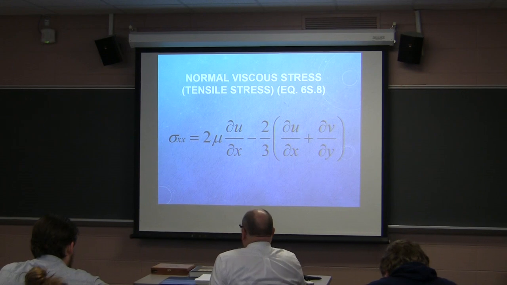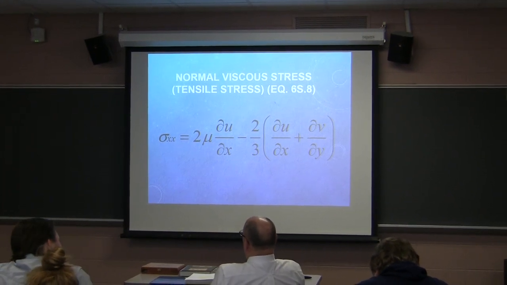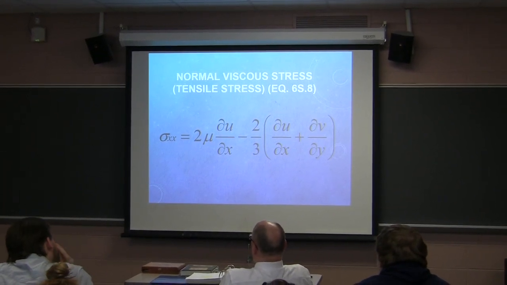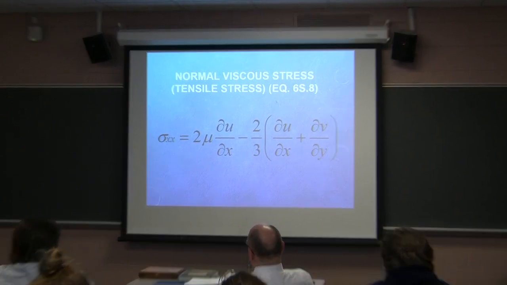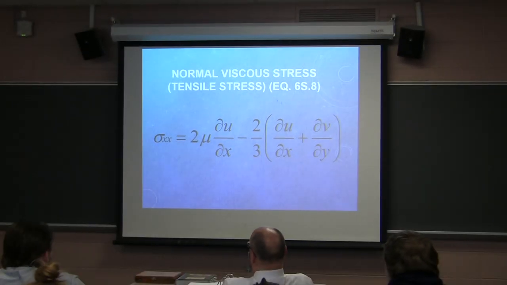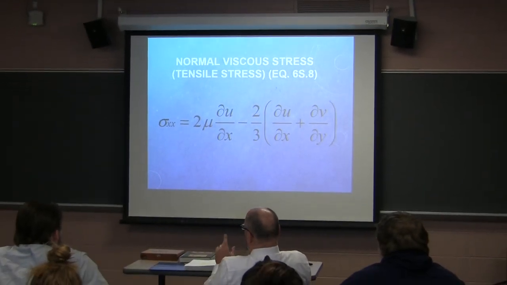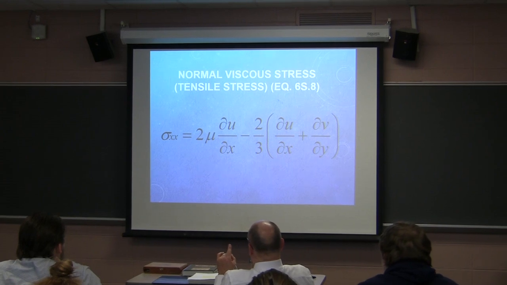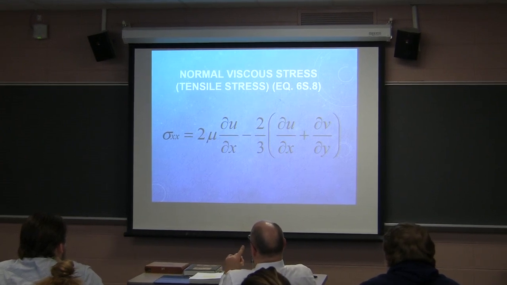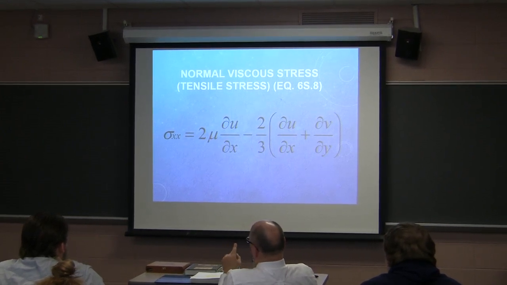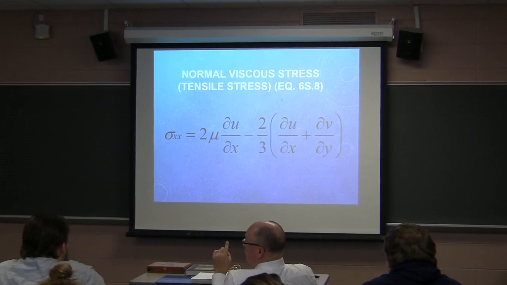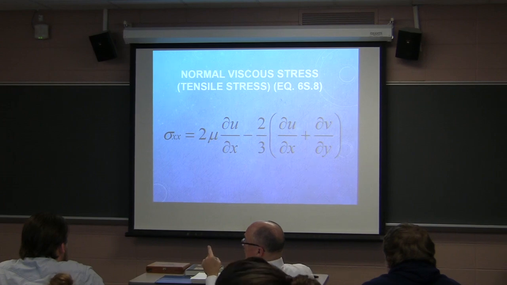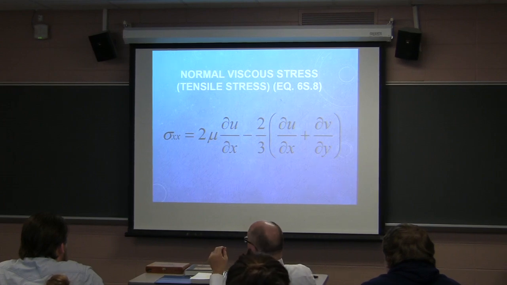Now, this is an interesting equation. This equation is the normal viscous stress. And your author does not go into how it gets there. What's important about this equation is that you have the normal viscous stress as a function of two things: your velocities, u and v, and your dynamic viscosity.